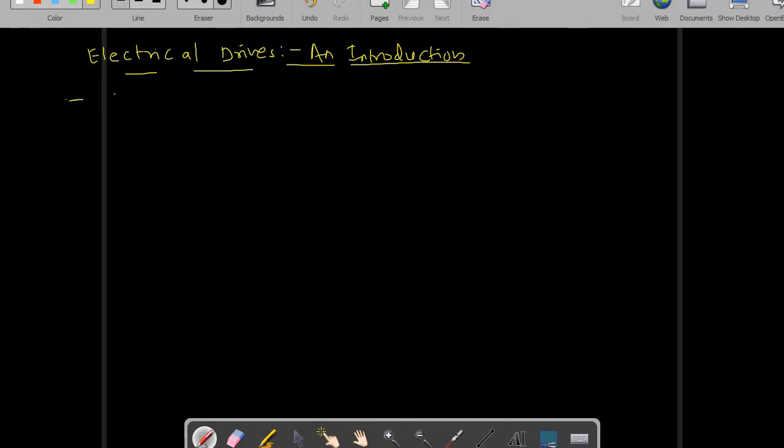So if I write here, systems employed for motion control are called drives.